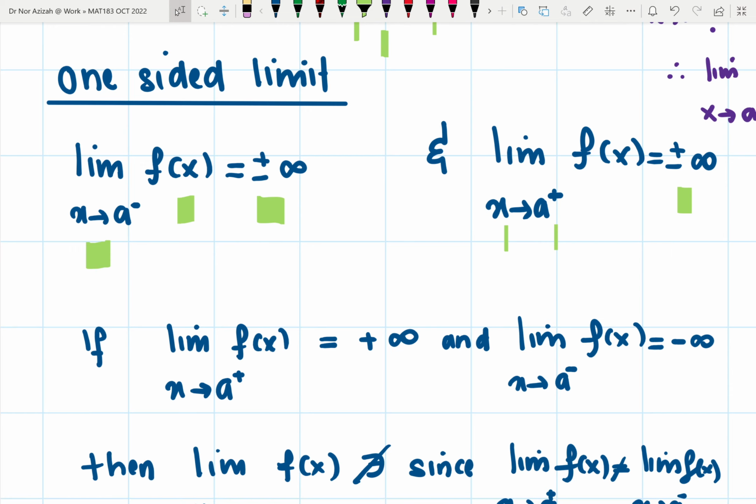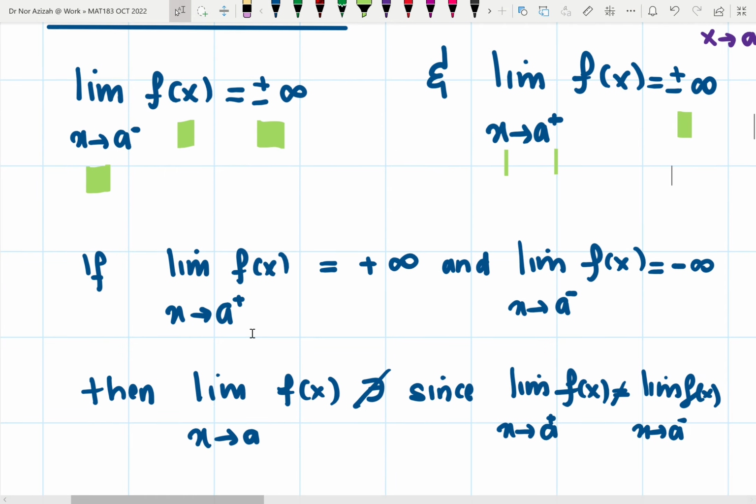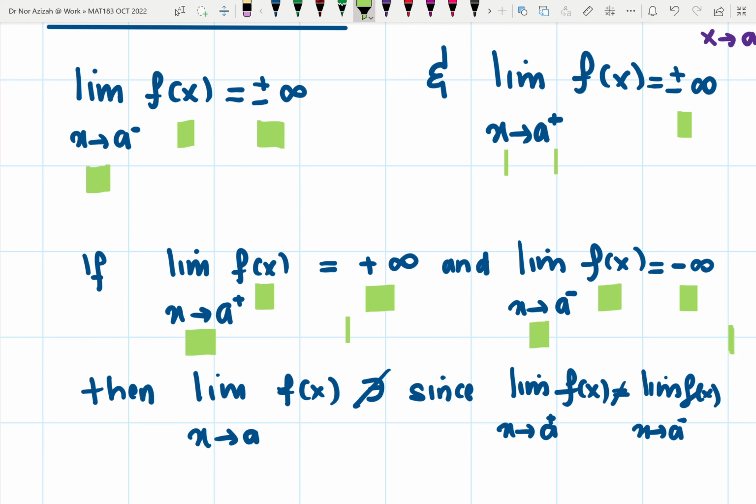Okay, so next, if we have the limit of f(x) when x goes to a from the right-hand side, we got positive infinity, but for the limit of f(x) when x goes to a from the left-hand side equals negative infinity. Sama atau tidak? Tak sama, right? Okay, so we can see that the limit of f(x) when x goes to a does not exist, since the limit from the right-hand side is not equal to the limit from the left-hand side.